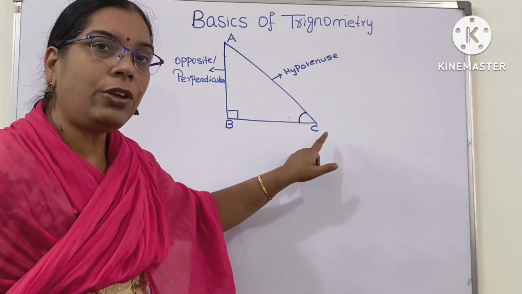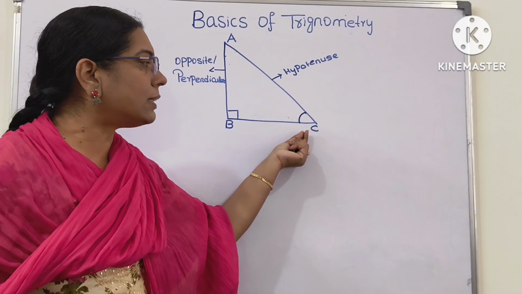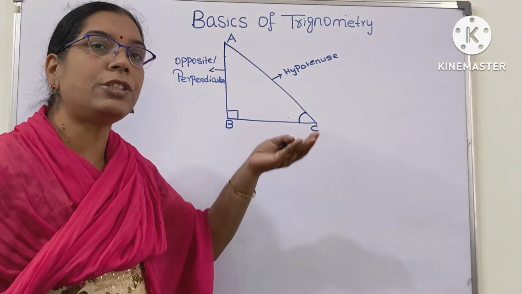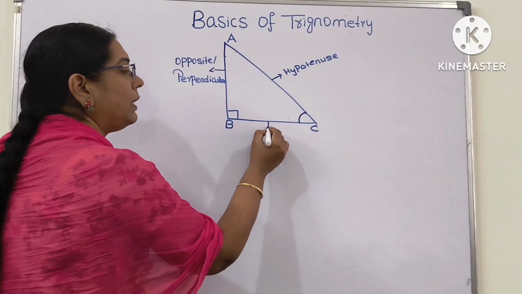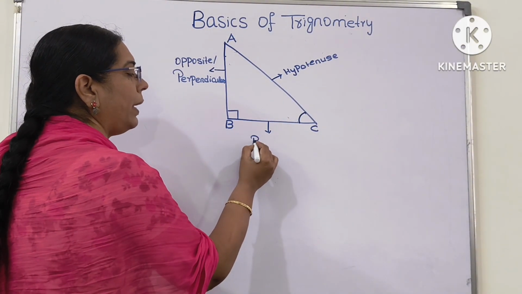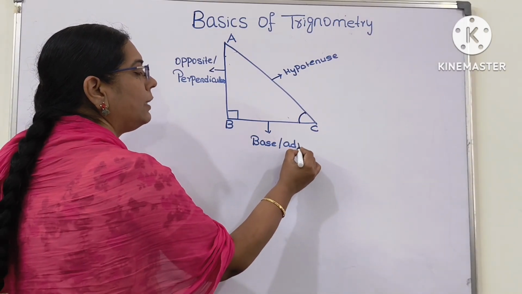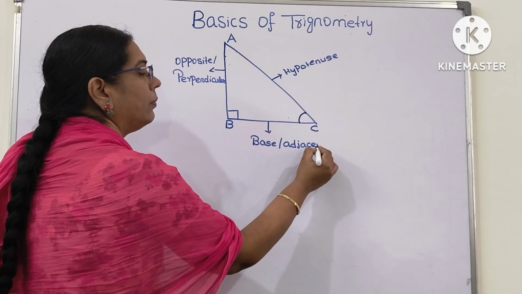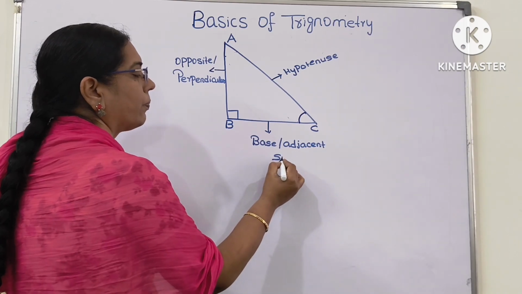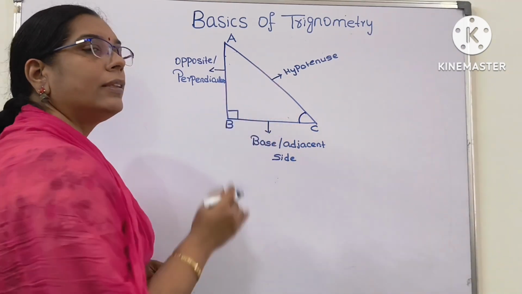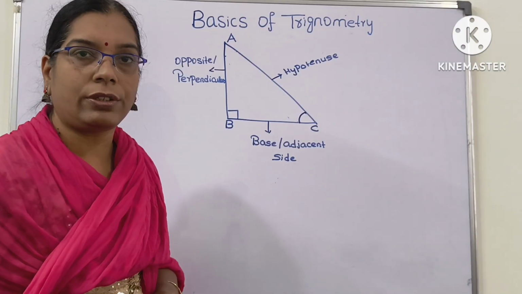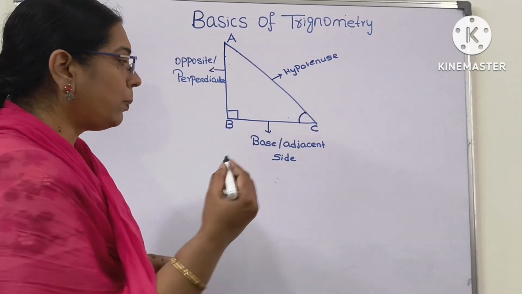And this acute angle C is lying on the side BC. It is based on BC. Hence, BC is called either the base or also the adjacent side. And the hypotenuse will not change according to the acute angle.